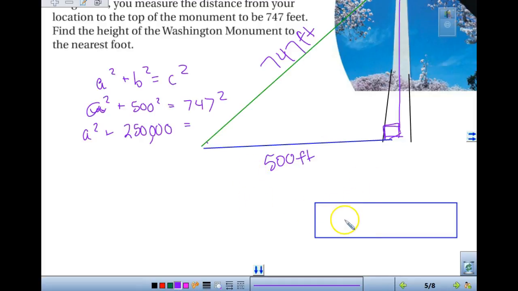For an answer, what did we get? About how much for our height? 504. 500, and it says round to the nearest foot. So we want to say 555 feet. Okay. If you had 554 point something, we want to round it to the nearest foot.